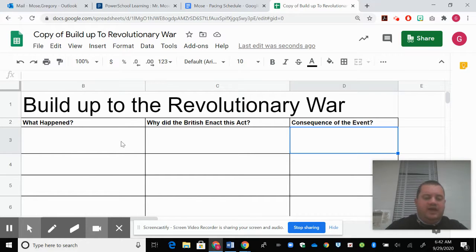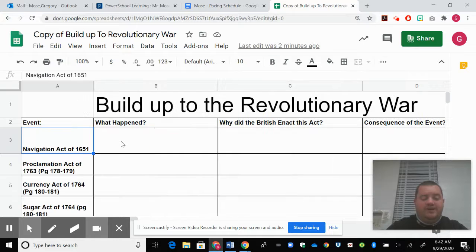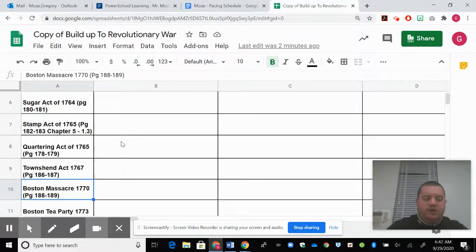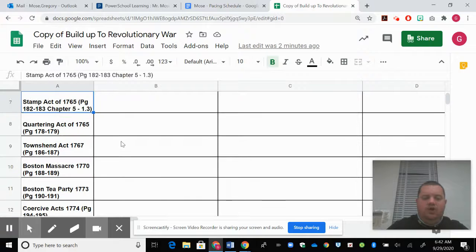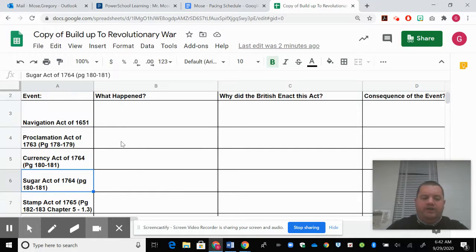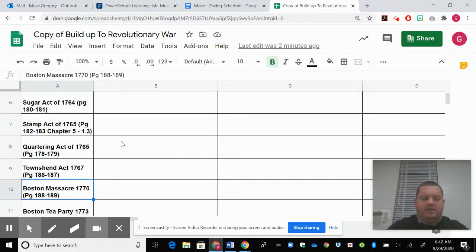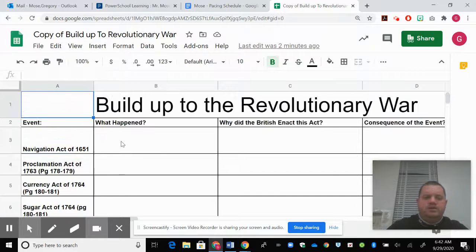Okay, and some of the answers might be the same for multiple events. So don't feel like you have to have a different answer for each one. Okay, the what happened part should change every time, but the second and third column, those might be the same for 2 or 3 different events. Okay, and you're going to work your way through all of these events throughout the next 4 days. Okay, but we broke it down into like 2 events per day to try to make it a little bit more manageable and not overwhelming. Okay, so that is the build up to the Revolutionary War.